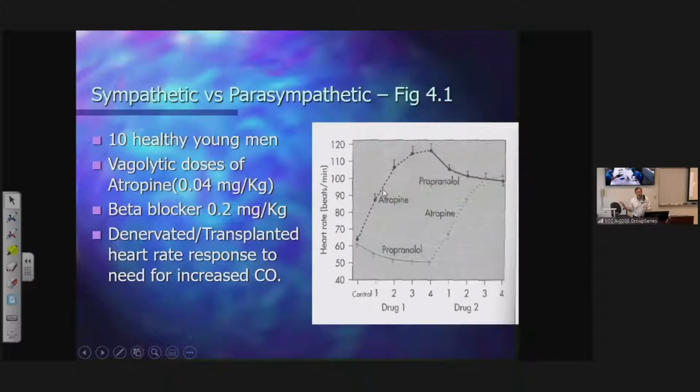So for the other group of them, they gave them the beta blocker first, and their heart rate went from a resting rate of 60 down to 50. And then they knocked out the brakes and they went back up. Interestingly, not surprisingly, both groups came to the same basic heart rate. So this is what your heart rate would be at rest if you had a transplanted heart.